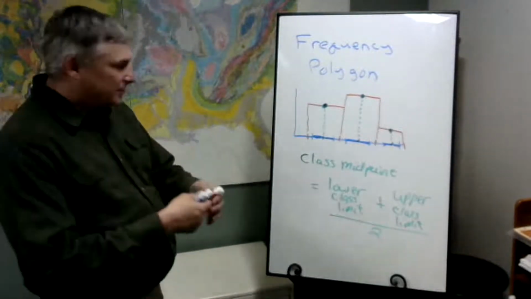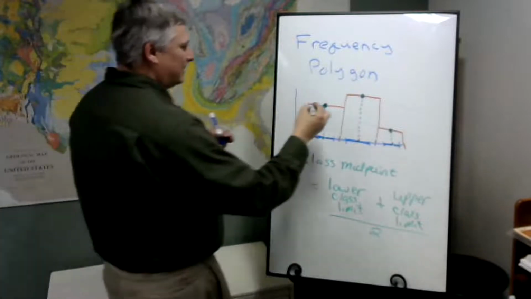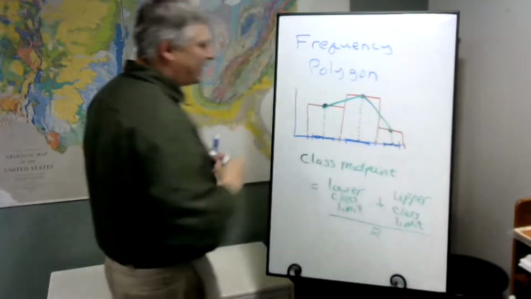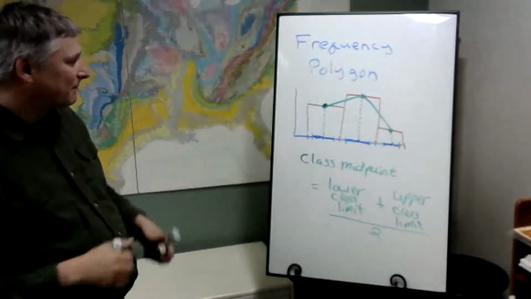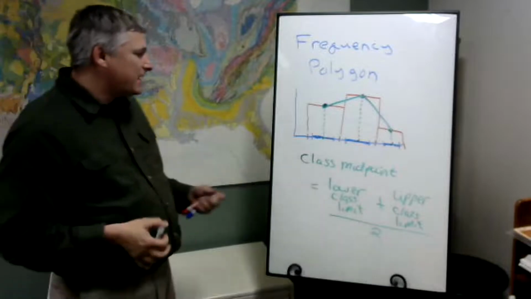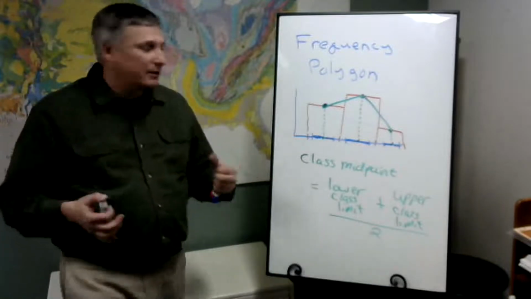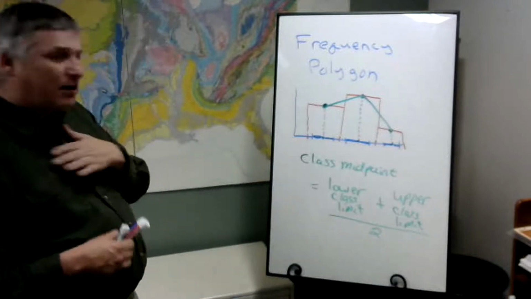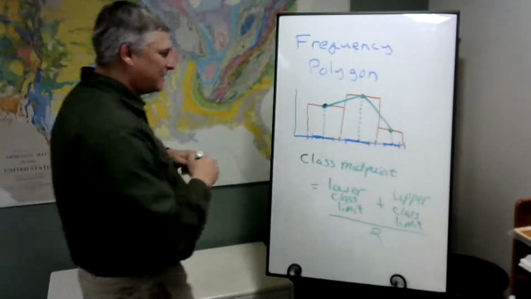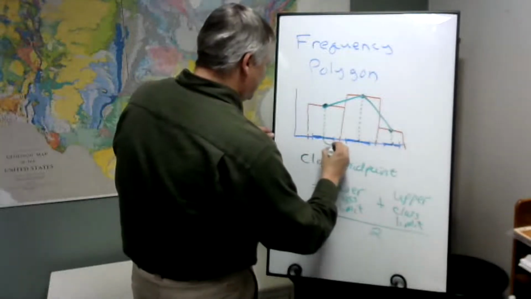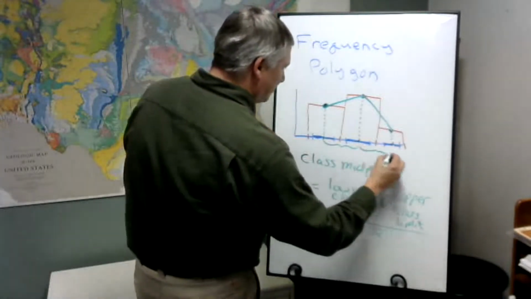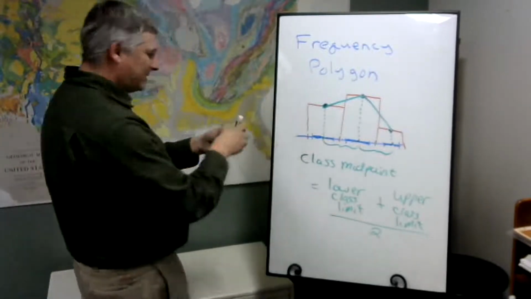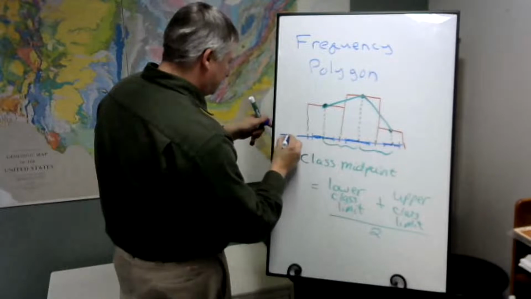So we get our class midpoints, and what we do is we connect our dots. And that gives us our frequency polygon. Now to make this polygon be a polygon, we need to connect it to the horizontal axis. Now what the author has done is that the author has noticed the distance between the class midpoints. Whatever distance this is, the author has decided to use this distance.